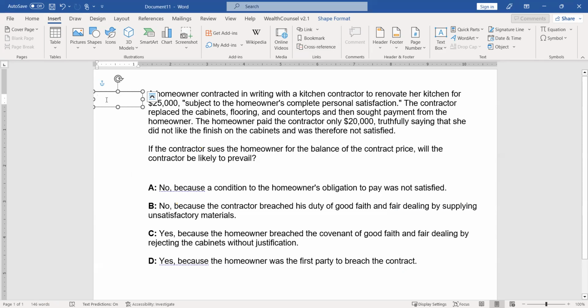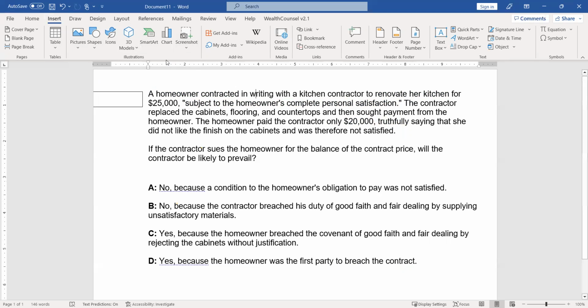All right, so let's just delete everything. I'm going to go ahead and leave that. Again, I'll try to timestamp where these things occur.